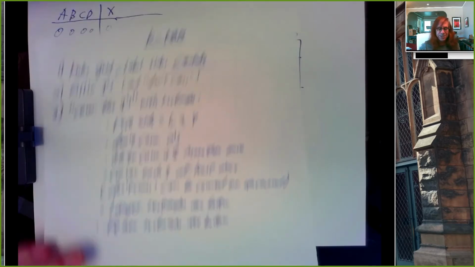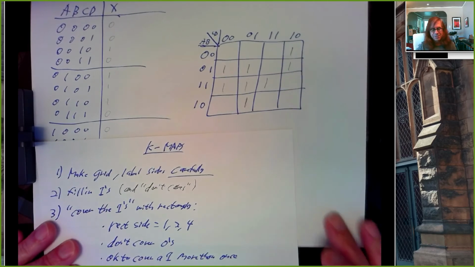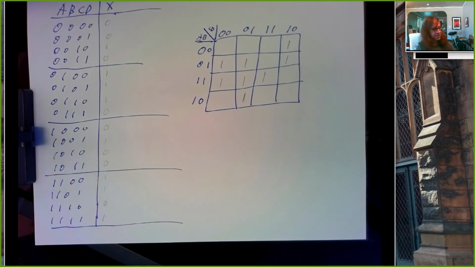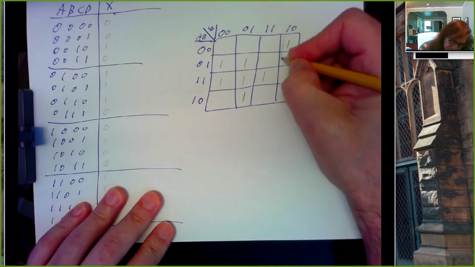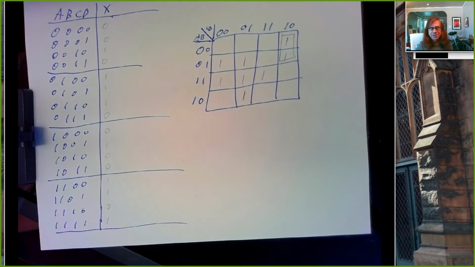All right, so we're going to try to draw rectangles around the ones, and make sure they have lengths and heights of 1, 2, or 4. We can cover ones more than once. We cannot cover the zeros, and we have to cover all the ones. So for example, I can draw a rectangle right here, and I can cover 2 of those ones. That's a good rectangle.